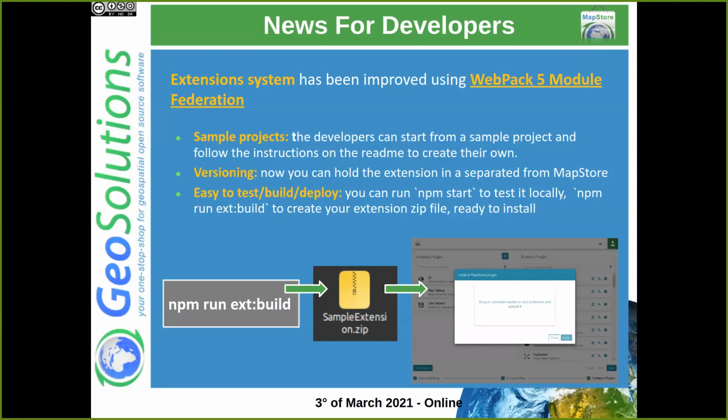You can run npm start to test from the sample project or your customization to test it locally. You have many facilities in order to test also the production ready bundle directly in the sample project, and you have a script in this project, npm run ext:build, to build directly the zip that can be dragged and dropped in MapStore in order to install this extension.